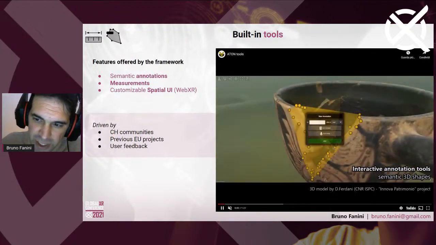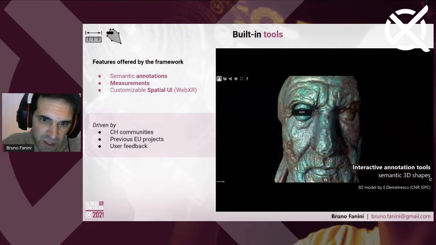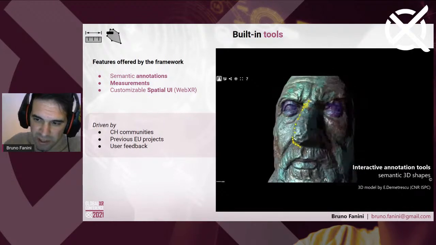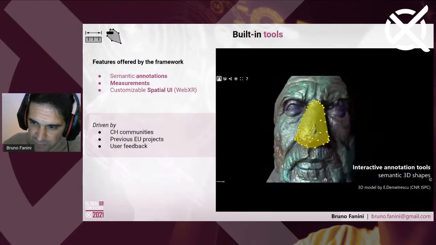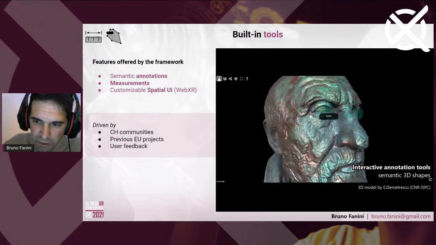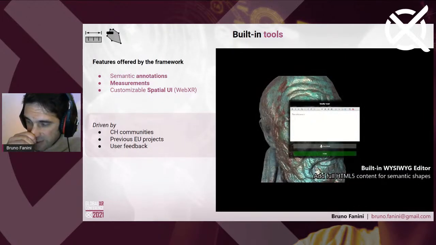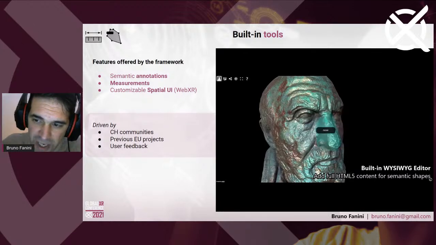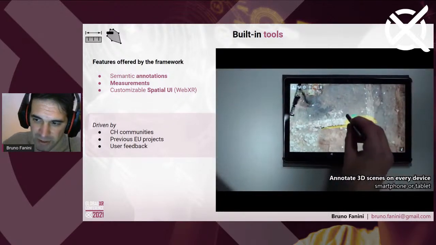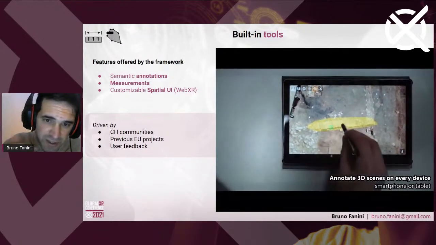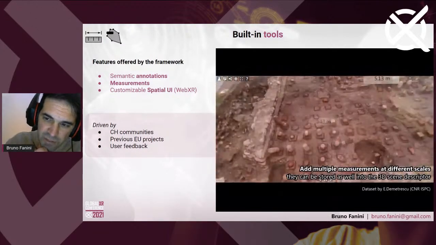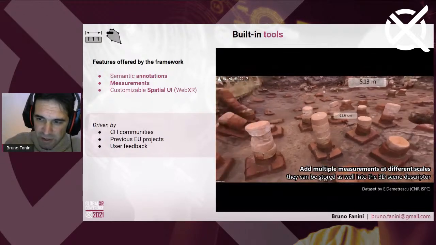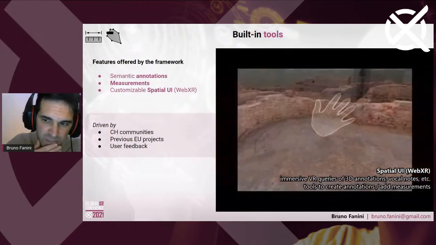In this case, we have also seen some other built-in features that regard semantic annotation. You have some very easy-to-use tools that allow you to annotate and add some rich content, in this case HTML5 content, to any semantic shape in the scene using different devices. Then we have the possibility to add measurement into the scene. In this case, it's a tile set that we are adding some measurement to.